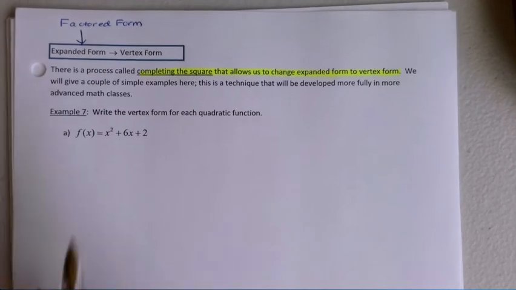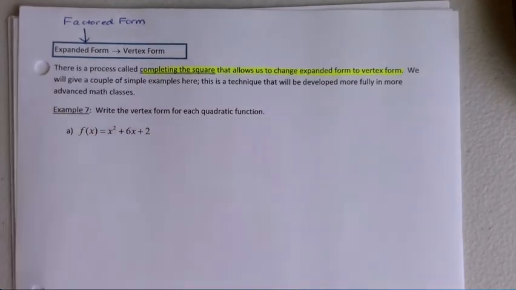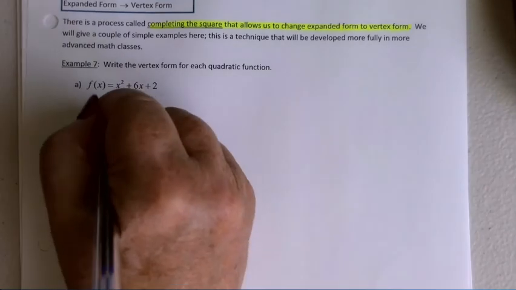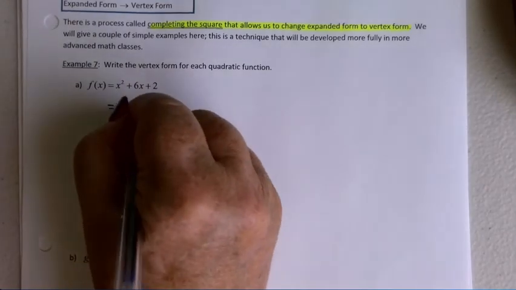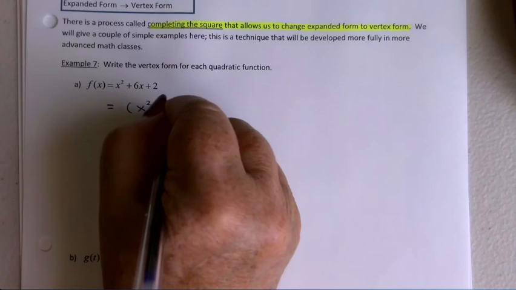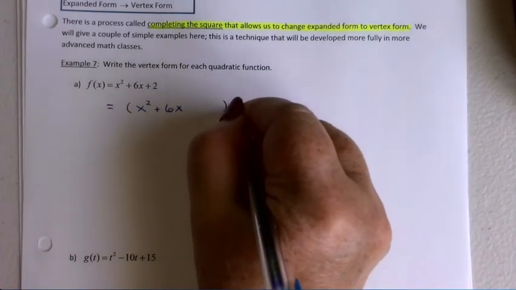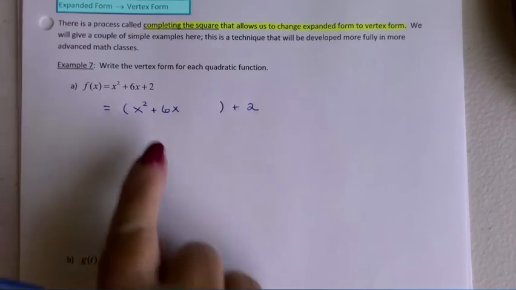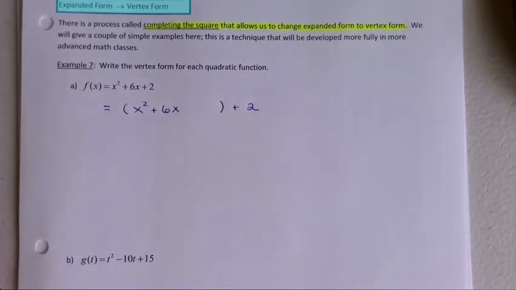I've got my expanded form right here, and I want the vertex form. First thing that I'm going to do is use parentheses to separate the terms that have x's from the constant term, right? I haven't really changed my function, I've just separated it out a little bit differently. Here's what you need to do to complete the square.